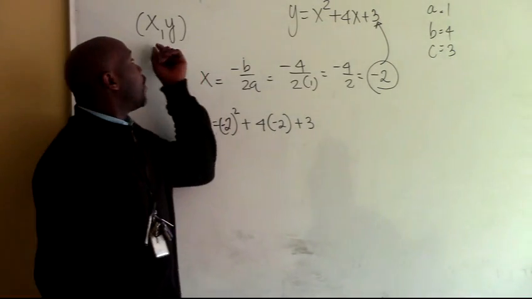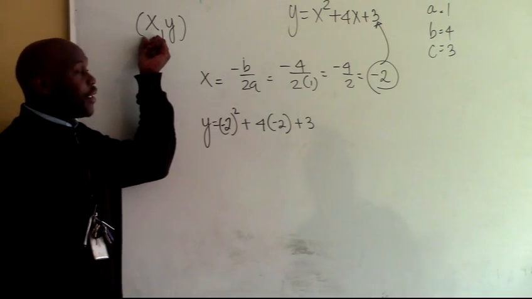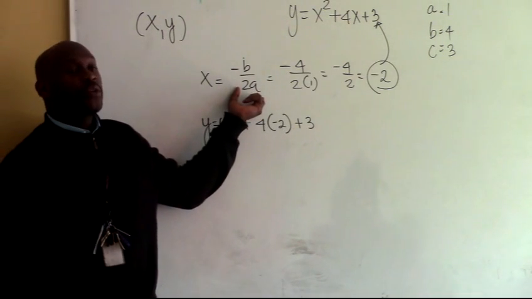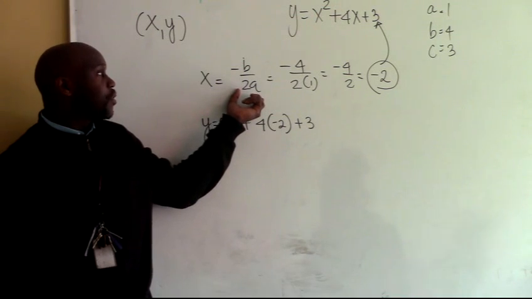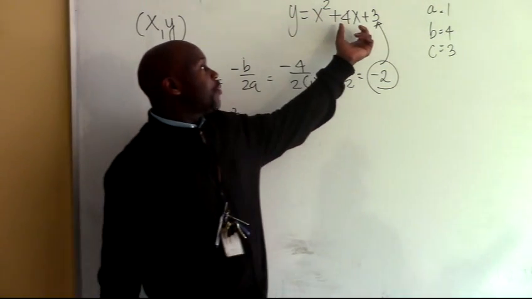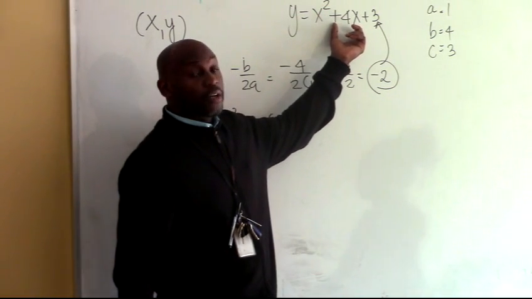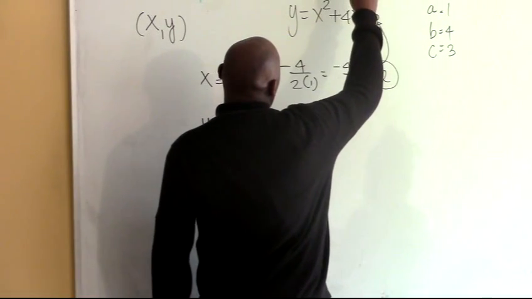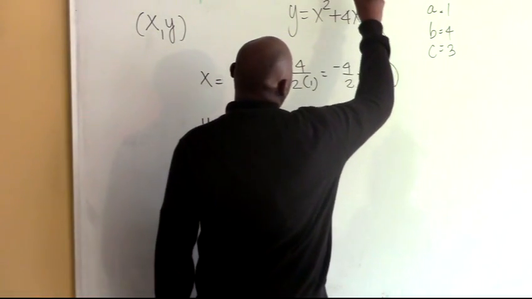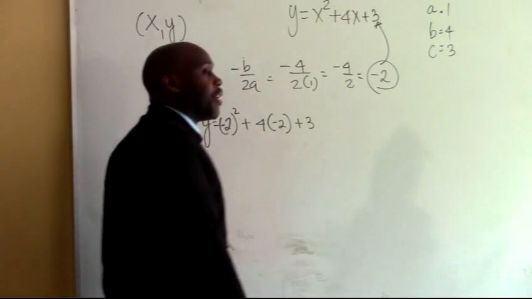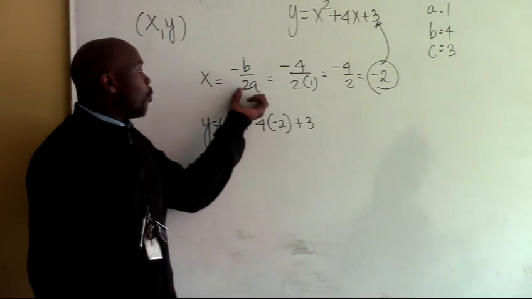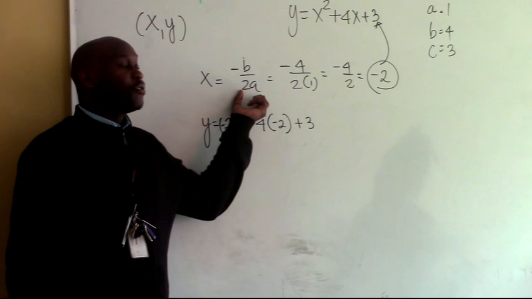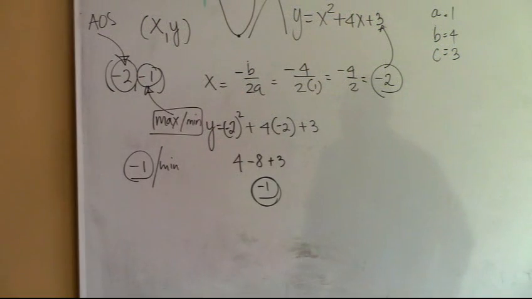In order for us to find our x coordinate, we developed a formula that says our x coordinate is equal to negative b over 2a. Where we get our b is from the standard form of our equation, ax squared plus bx plus c. So b is the number in front of our x value. We substitute for our letters by using the numbers, and c is the one without the variable.